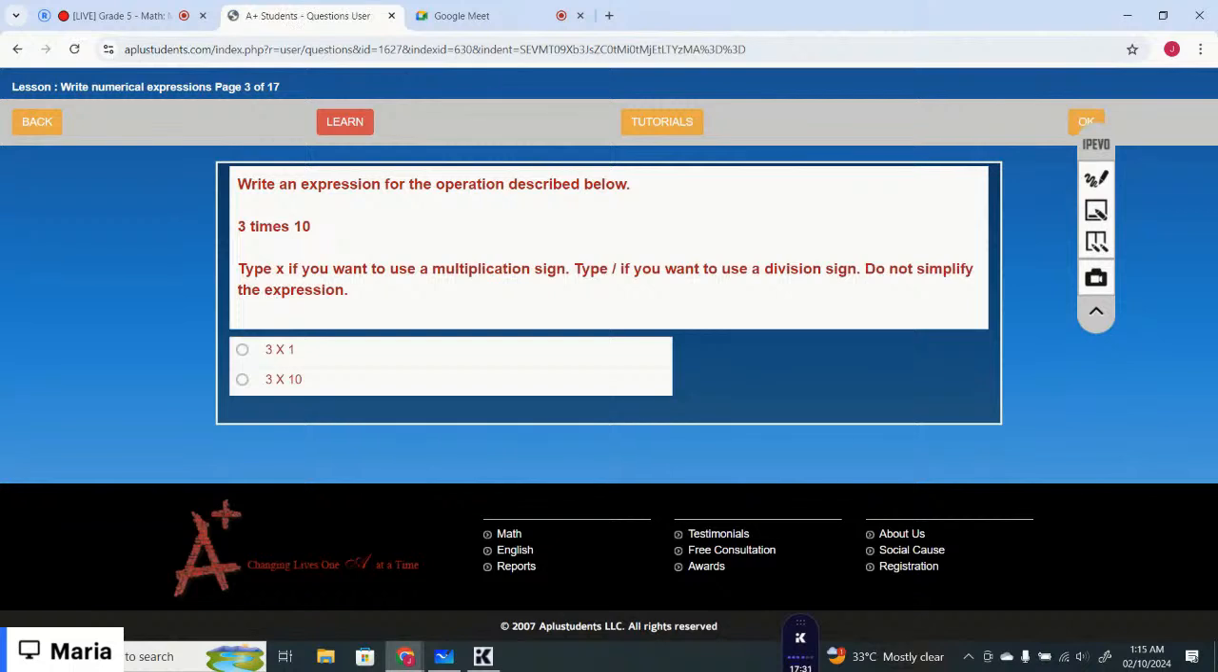Write an expression for the operation described below. 3 times 10, which is the correct option?